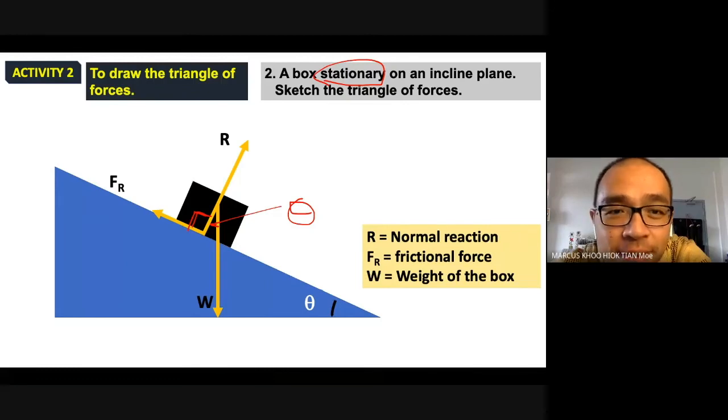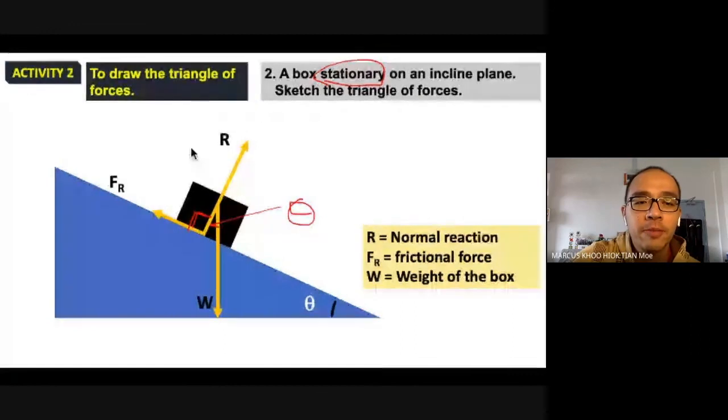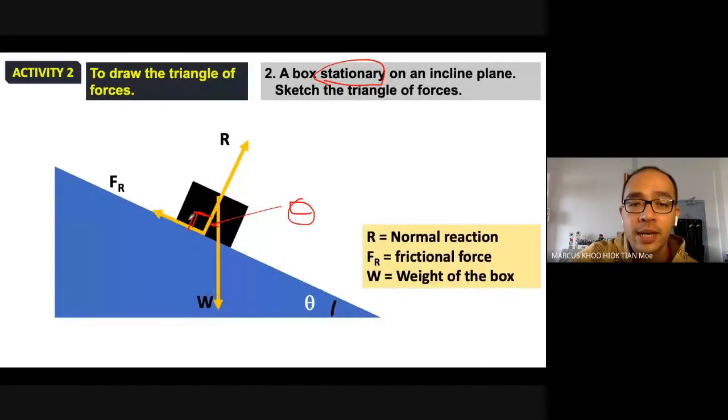Okay, so let's come back to the PowerPoint, people. So this is how I would draw this. I'll take the W and put it next to the R. And then of course I'll put the FR right over there. So this is probably the simplest one.